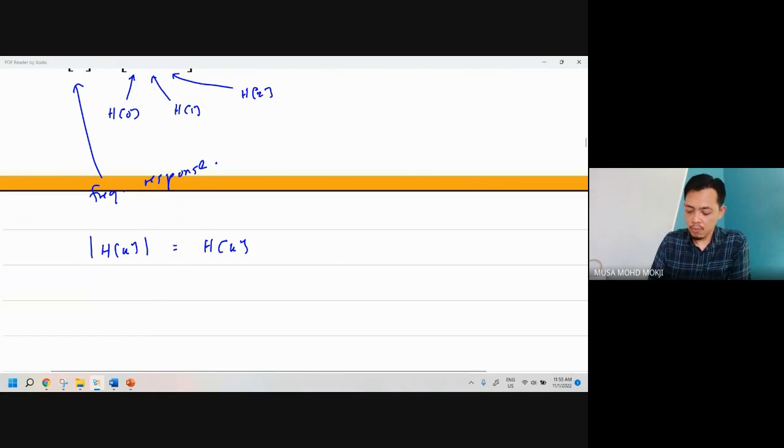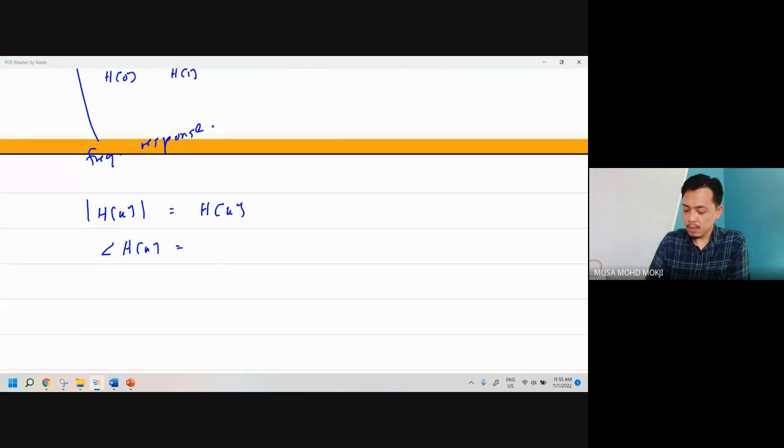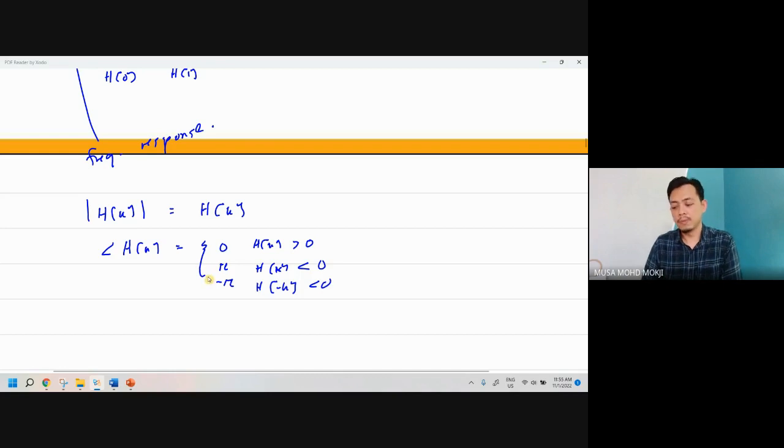And what will be the phase? You should have that as 0, pi, and minus pi. This is for Hk greater than 0. This is for Hk less than 0, and this is for H minus k less than 0. Because it doesn't have any imaginary value, this is what you have.